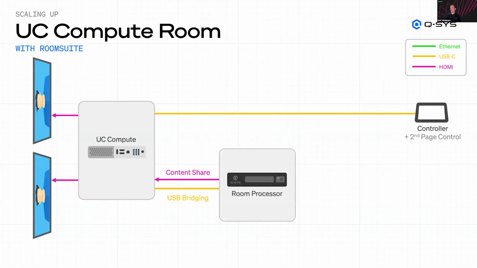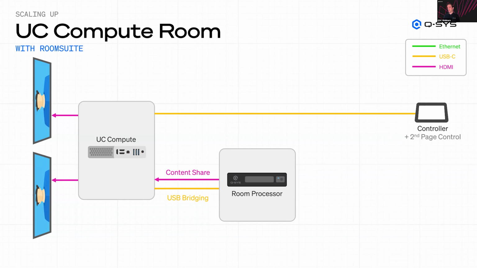Now with the room processor, we can start integrating Pro AV type equipment into the room. So instead of, like we saw in BYOD mode, where the room processor connected directly to the displays, now the UC compute is what's actually going to connect directly to the display. So the Zoom room, the Teams room, and then the RMP will connect into the content share input on the UC compute, so that you can share that media connection at the table.